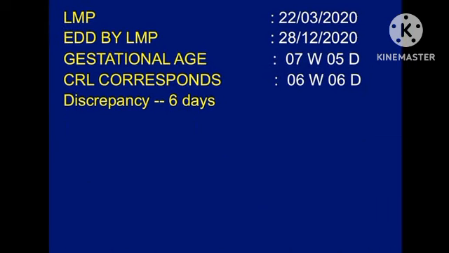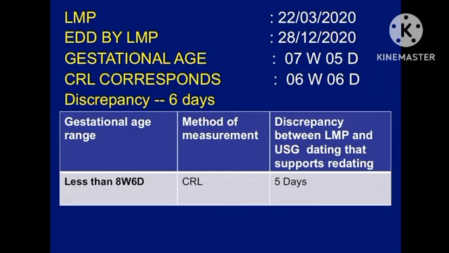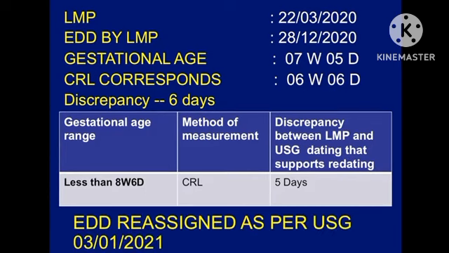But in this case, if you see, the discrepancy is 6 days between the CRL age and the gestational age by LMP. So what does my chart tell me? Before 9 weeks, the 5 days difference is acceptable, which is more here. So what should I do? I should in fact reassign the EDD as per ultrasound, what the machine tells me as per the ultrasound age, and which is different than this EDD, which was 20/12, but now it is 3rd of January.